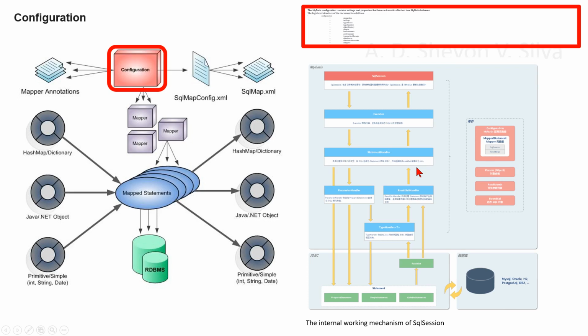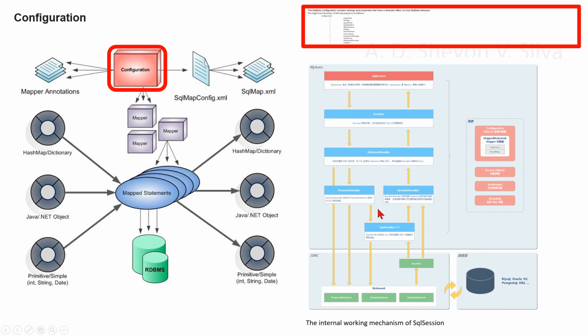Family members of statement handler. Statement handler is the interface. Base statement handler is an abstract class that implements statement handler with some common methods built in. Simple statement handler is responsible for processing statement. Prepared statement handler is responsible for processing prepared statement. Callable statement handler is responsible for processing callable statement. Routing statement handler is responsible for processing the specific subclass of statement handler and chooses to instantiate simple statement handler, prepared statement handler, and callable statement handler according to the statement type.